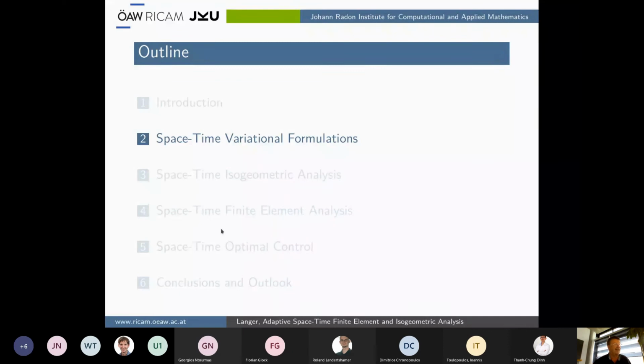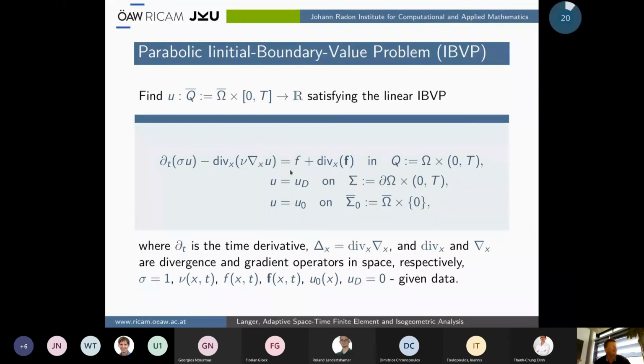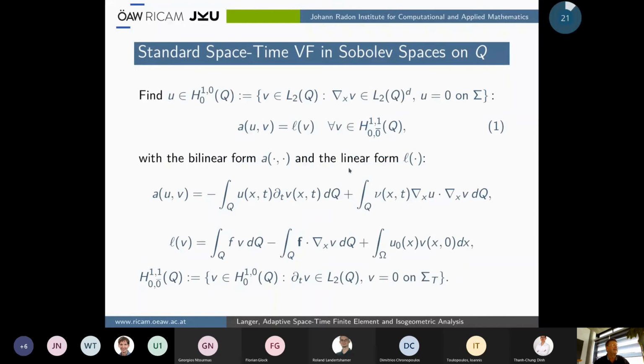So now we come to mathematics, the heart of mathematics, variational formulation. All discretization methods, like the finite element method and the isogeometric method, use a Galerkin technique. So we need first the variational formulation, and I do it in space and time. So let me look again at this parabolic equation as a model problem, here again with a distribution on the right-hand side.